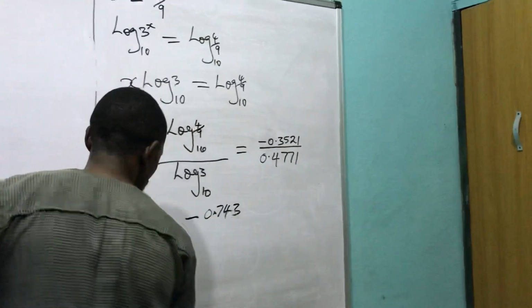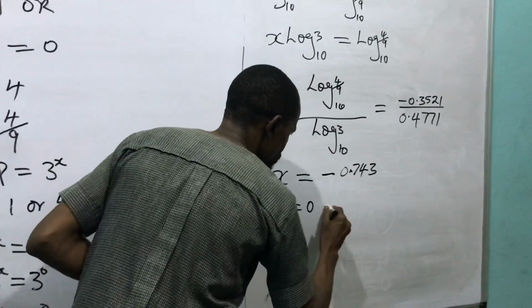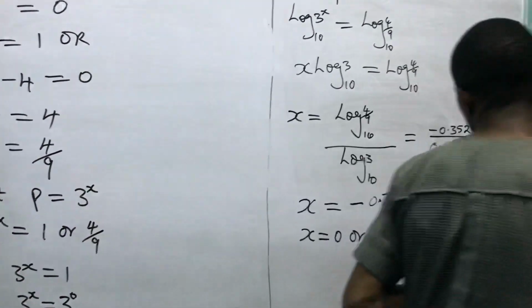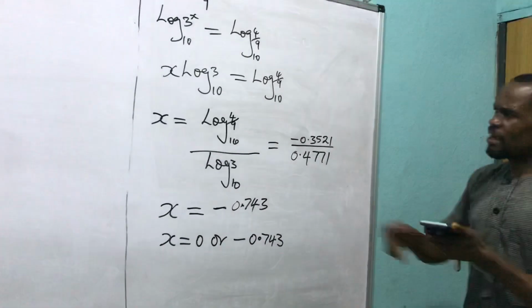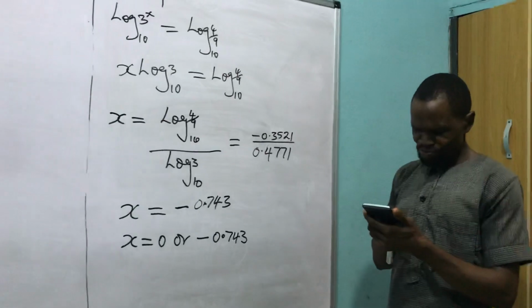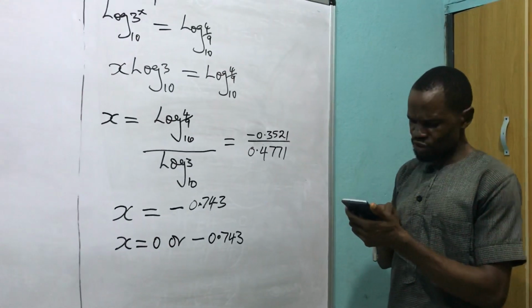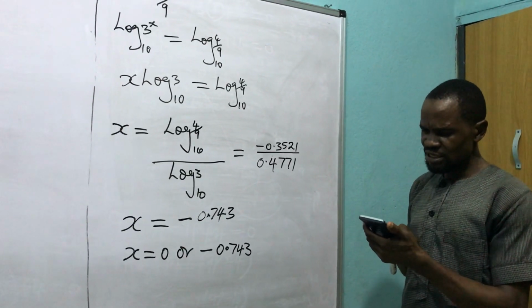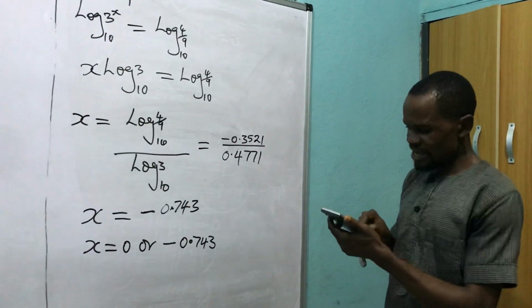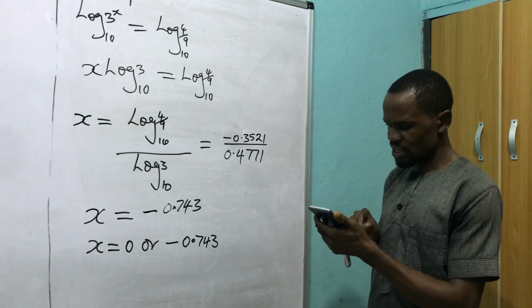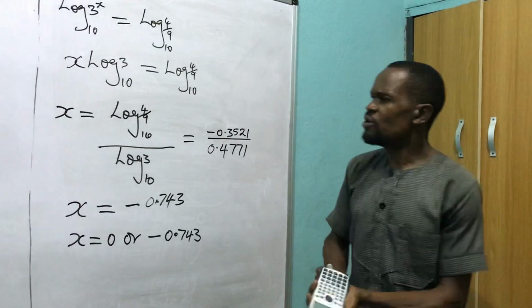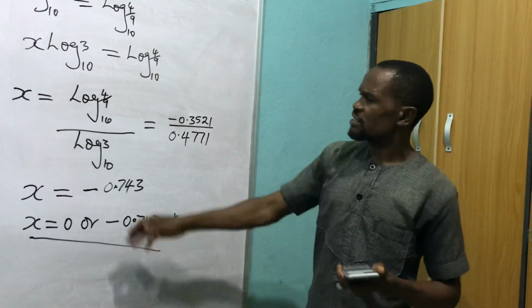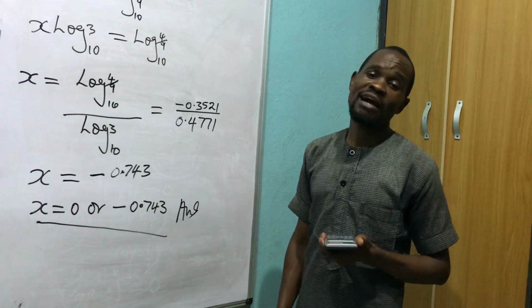That means the value of x. x is equal to approximately negative 0.743. Are you following what I'm talking about? I can also do this in my calculator: log of 4 divided by 9, then divided by log 3, and it gives me this. So this is the answer for the question we have today.